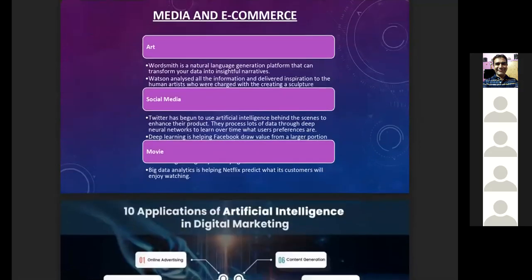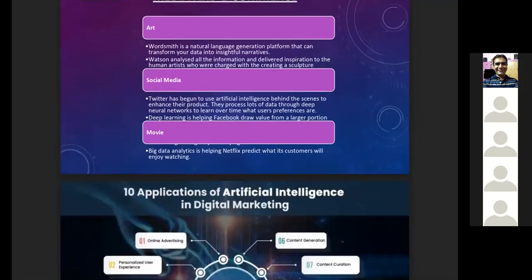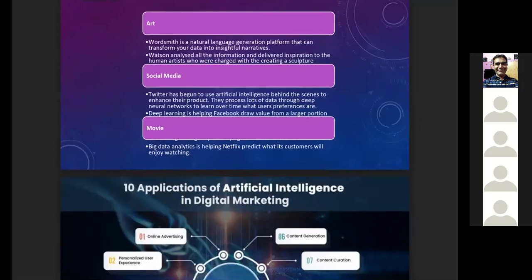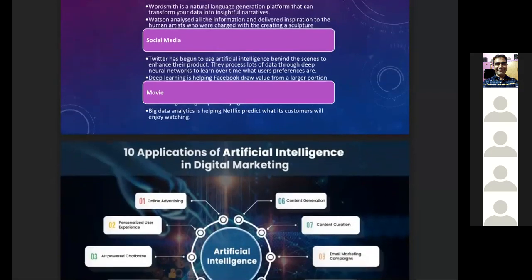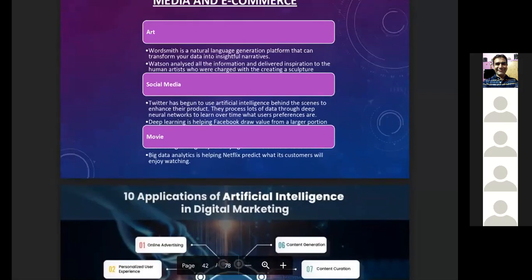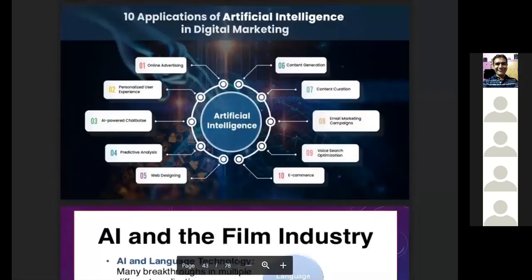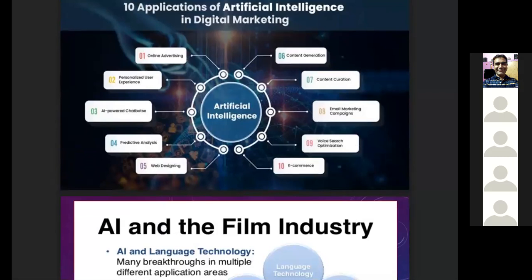Then you have media and e-commerce in terms of arts. Wordsmith, for example, is a natural language generation platform that can transform your data into insightful narratives, right? Based on that, it converts the data into a set of narratives, and you are able to derive the narratives from it. For example, Watson analyzed all the information and delivered inspiration to human artists who were charged with creating a sculpture. So there is no field which is untouched by AI. You name it and you have it encompassed by AI.